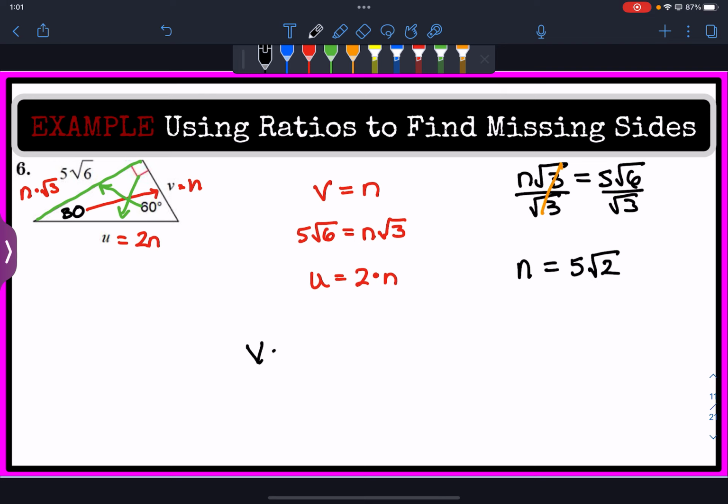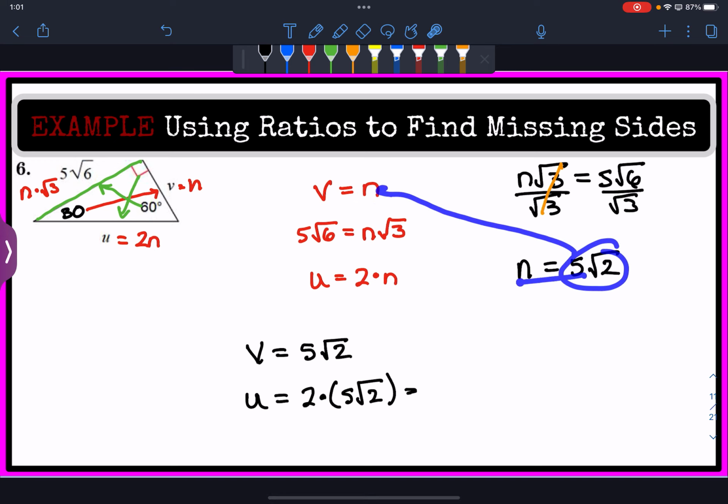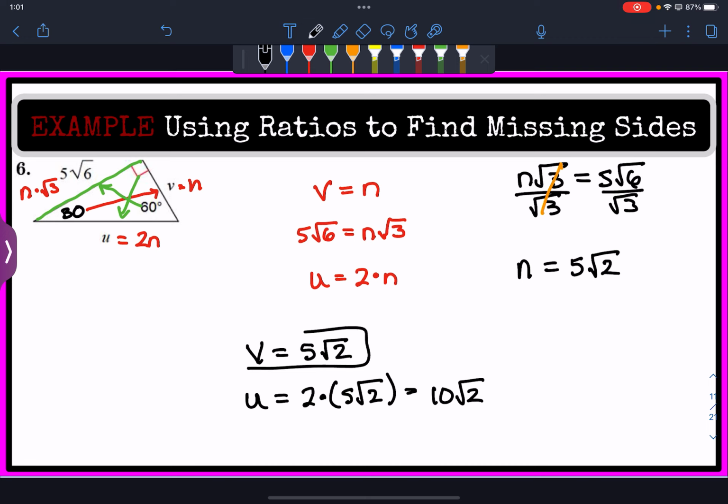So here v, since v equals n, v is equal to 5 times the square root of 2, and u is equal to 2 times that value. Again, the value of u is 2 times the value of n, and we know that n is that number right there. So substituting in that number, we're going to get 10 radical 2 for the second one. So there are our answers. v is equal to 5 radical 2, and u is 10 radical 2.